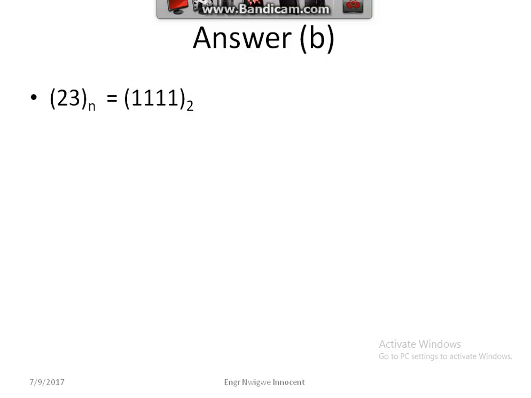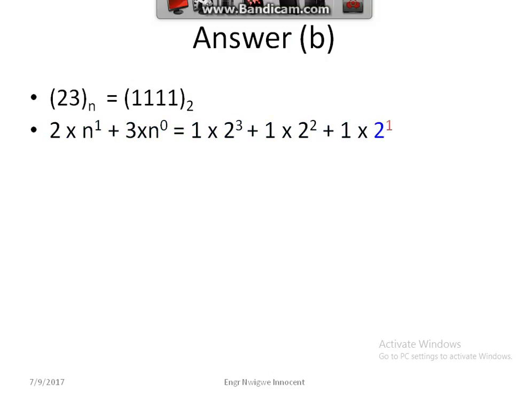That means we now have 2 times n raised to power 1 plus 3 times n raised to power 0 is equal to 1 times 2 raised to power 3 plus 1 times 2 raised to power 2 plus 1 times 2 raised to power 1 plus 1 times 2 raised to power 0. Then we are left with 2 times n raised to power 1, which is 2n, plus 3 times n raised to power 0. Anything raised to power 0 is 1.